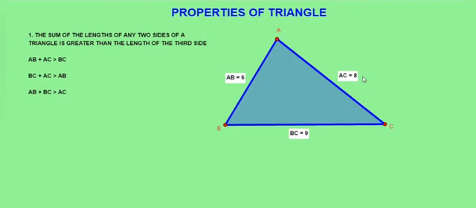What is 8 plus 6? 14. Then compare with the third side. 8 plus 6, 14, is greater than 9. Then we can say the sum of the lengths of any two sides of a triangle is greater than the length of the third side.